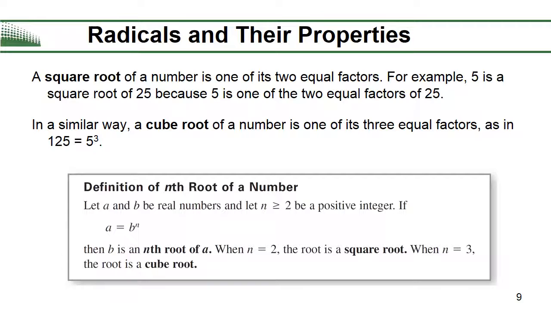We have a definition of an nth root. Let a and b be real numbers, and let n be greater than or equal to 2, a positive integer. If a equals b to the n, then b is the nth root of a. When n is 2, the root is a square root. When n is 3, the root is a cube root. So in other words, if n is 4, if a is b to the fourth, then b is the fourth root of a.